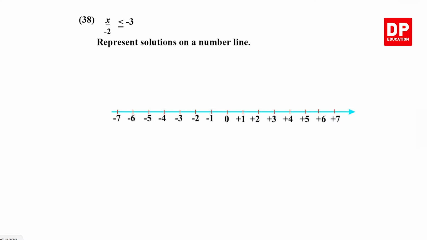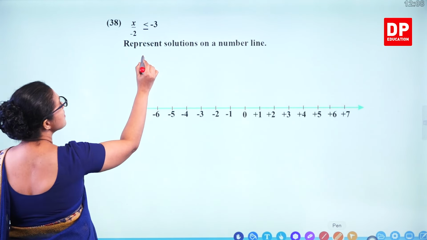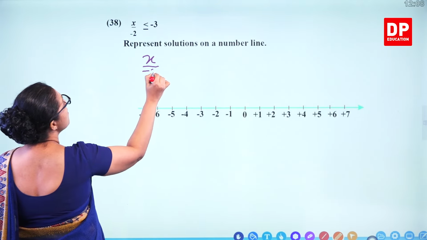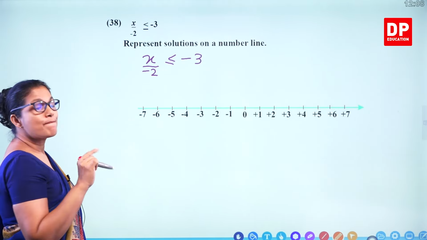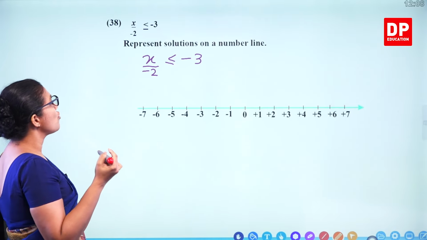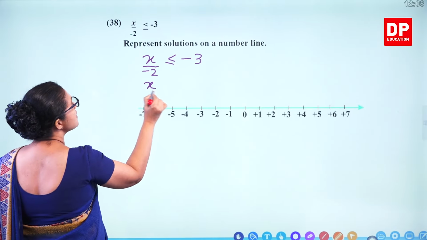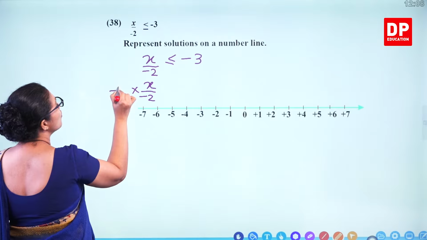Now look at this one. X divided by minus 2 is less than or equal to minus 3. You have to get rid of this minus 2. So you have to multiply both sides by minus 2.